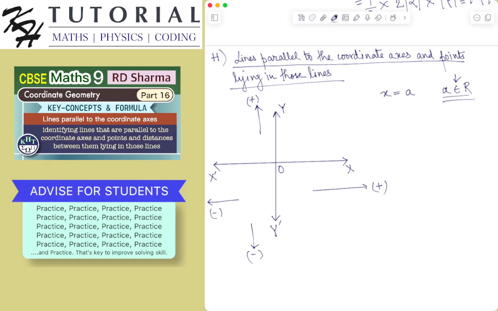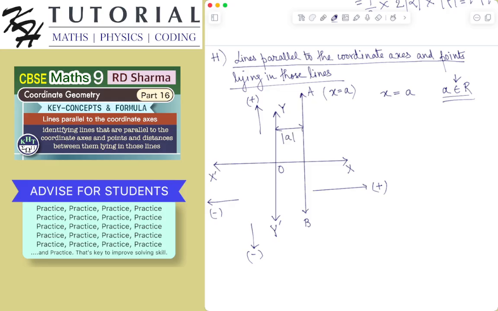Okay, so just for the sake of discussion, I'm considering a is a positive real number. So the line x equals a will be somewhat like this. It is parallel to the y-axis. Let's say AB is the line whose equation is x equals a. Now the perpendicular distance of this line from the y-axis, this distance, will be modulus of a.